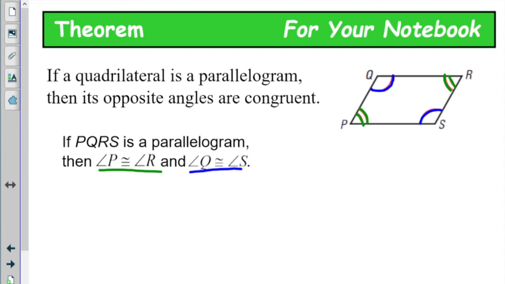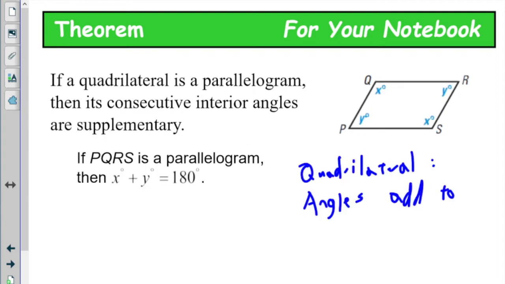which are consecutive angles. Consecutive angles are the angles that are back to back in my shape. So if a quadrilateral is a parallelogram, then the consecutive interior angles are supplementary. And again, this should be clear. This should be something that you remember us talking about from last chapter.